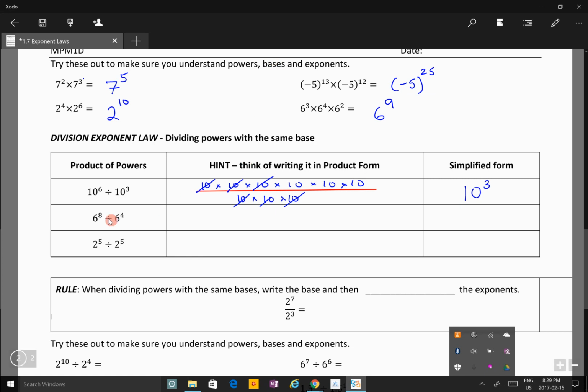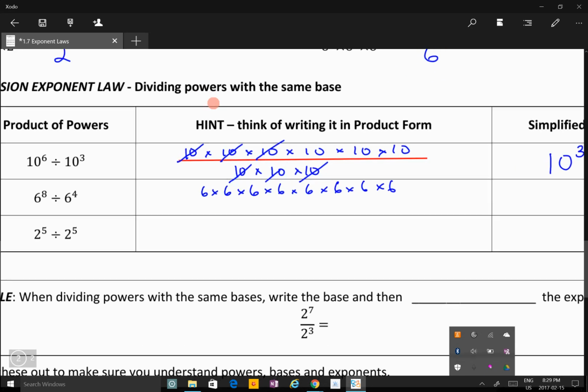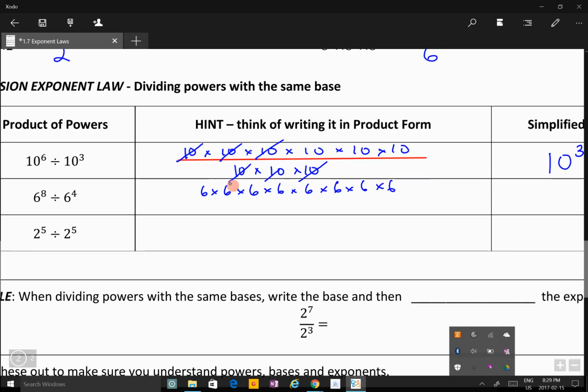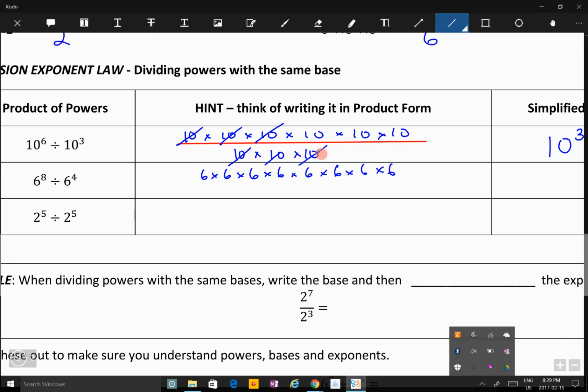Okay, let's try the next one, 6 to the power of 8. So I'm going to have 6 times 6 times 6 times 6 times 6 times 6 times 6 times 6. Just make sure that I have 8 of them here. So I have 1, 2, 3, 4, 5, 6, 7, 8, which is good. And then I'm just going to put a division line there.